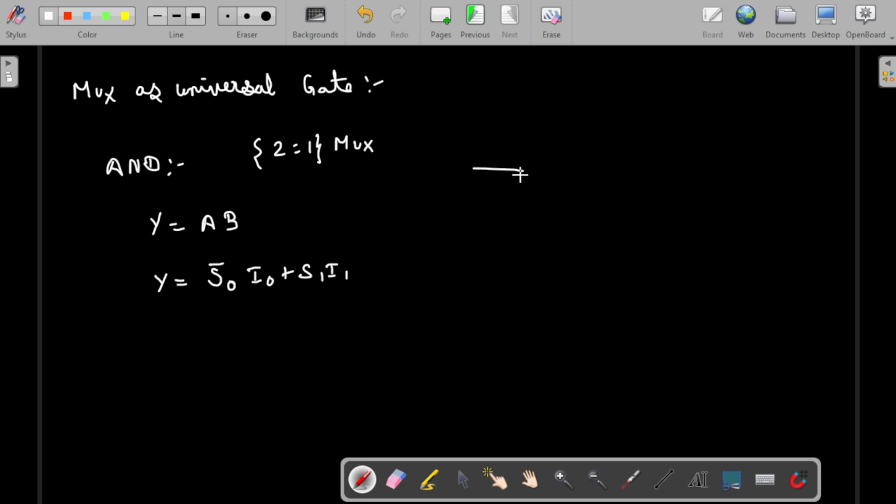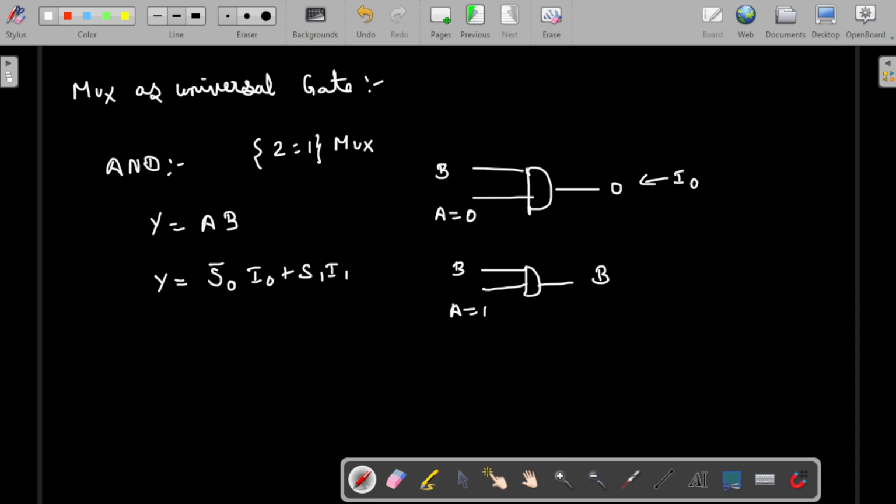So let's take the AND gate here. We have to fix any one of the inputs. So let's take B as an input and A as a selection line. Let's make A equal to 0 here, and take another AND gate with the same thing, B as an input and A equal to 1. In this case our output will be 0. In the other case, the output will be B. This is what we are chasing. So we consider this as I0 and this as I1.